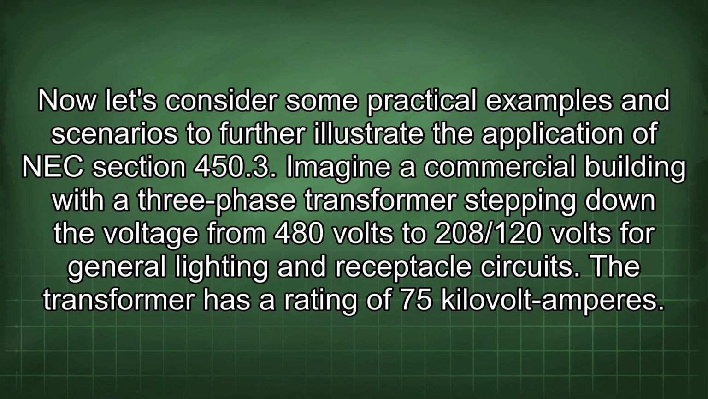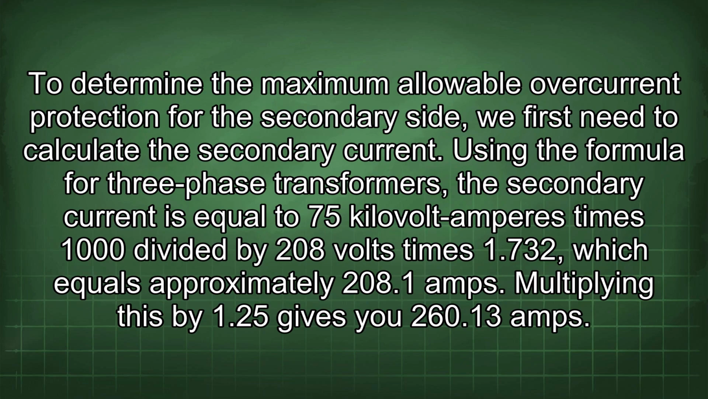Imagine a commercial building with a three-phase transformer stepping down the voltage from 480 volts to 208/120 volts for general lighting and receptacle circuits. The transformer has a rating of 75 kVA. To determine the maximum allowable overcurrent protection for the secondary side, we first need to calculate the secondary current.